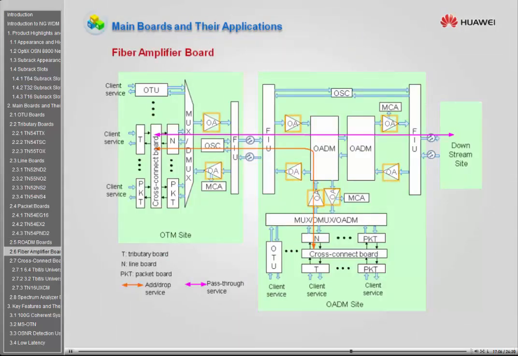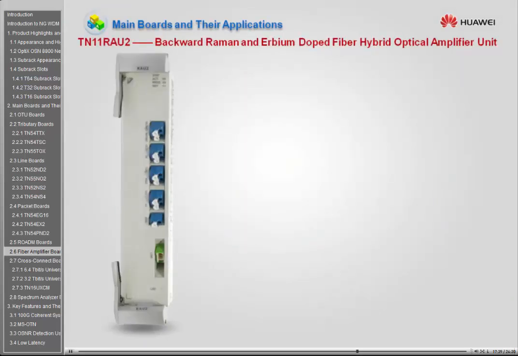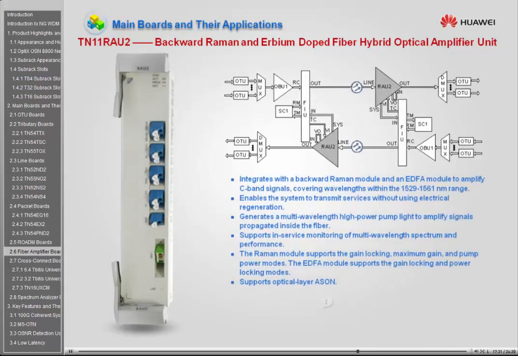Fiber amplifier boards are used to amplify optical signal power so as to extend the signal transmission distance. Only one fiber amplifier board is newly added in V100R007C00. That's the TN11RAU2. The TN11RAU2 board is an integrated Raman amplifier board.